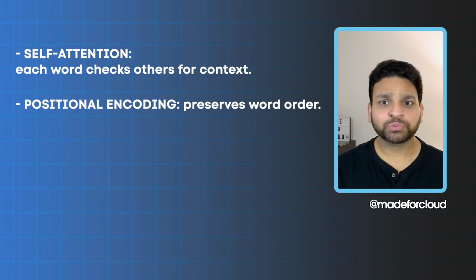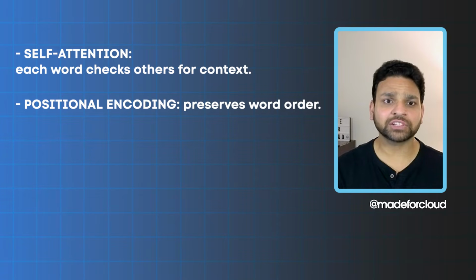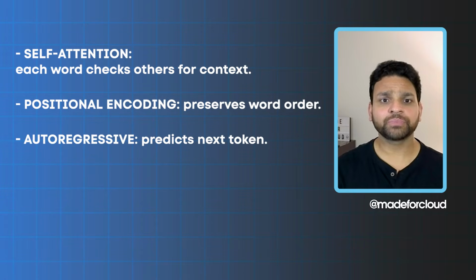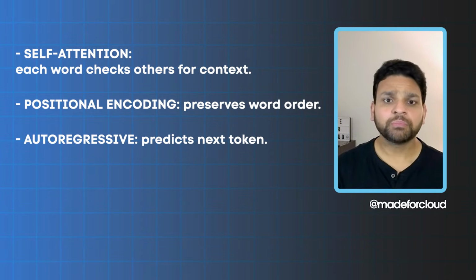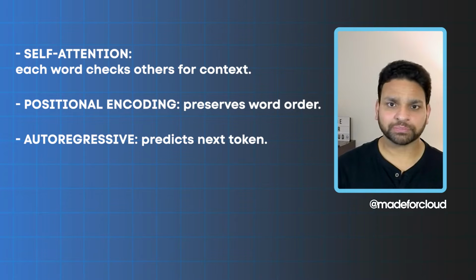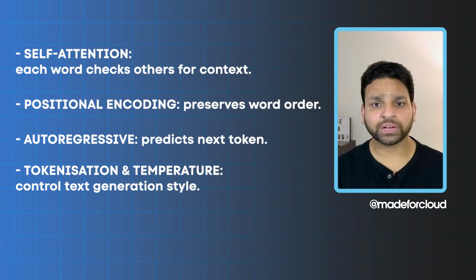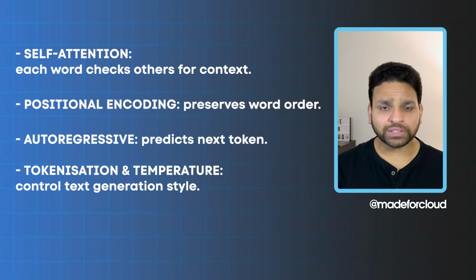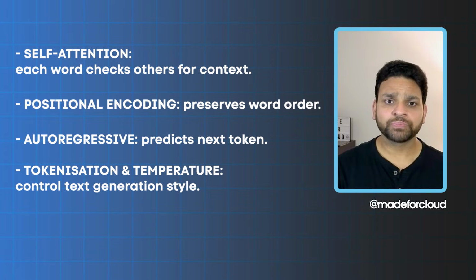Another important thing is the positional encoding that tells the model the specific order of the words because the attention itself doesn't know the sequence. And the GPT model then uses autoregressive generation, predicting the next token based on the previous ones step by step. Then you have to understand tokenization, how the raw text is broken into chunks that the model can work with.